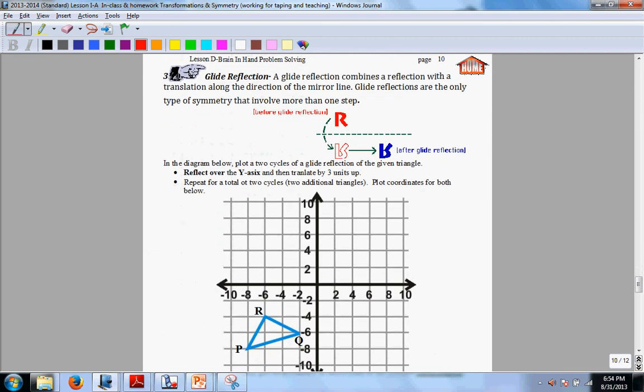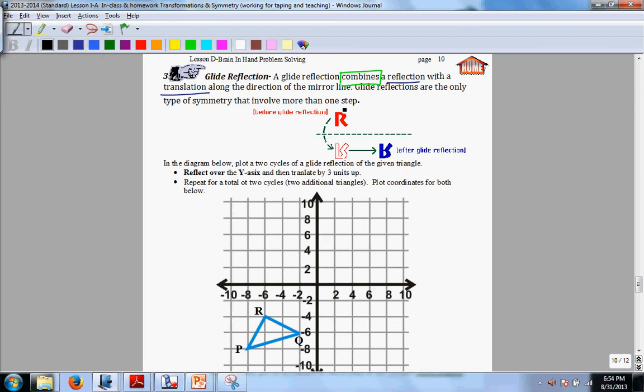Glide reflection. A glide reflection is a reflection that combines. Means you're doing 2 things, 2 motions. You're going to combine both a reflection and a translation. So you're going to be flipping and sliding. You're going to flip and slide along the direction of a single line. Glide reflections are the only type of symmetry that involves more than one step.